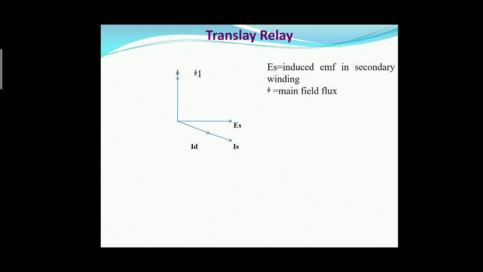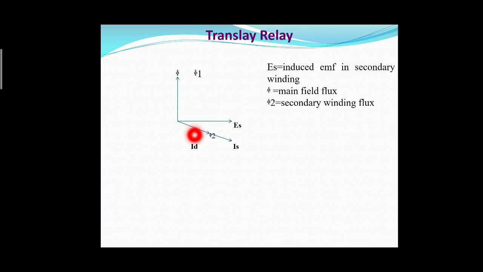Next one is the IS. IS means the current passing in the secondary, which lags the ES, and phi 2 is produced in the secondary. This is phi 2. The angle between phi and phi 2 is more than 90 degrees.